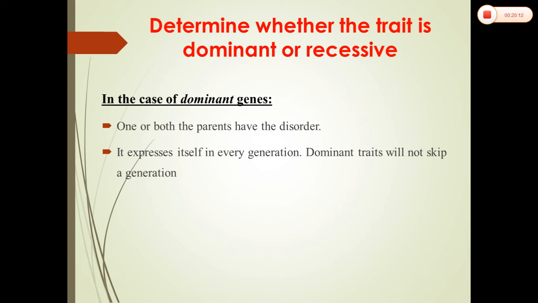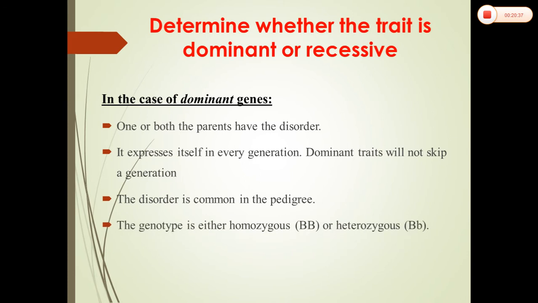So what you have to see first is whether the parents are affected or not. At least one parent must have the gene. Second, what you will observe is that the trait is present in every generation. Most of the time, the trait will not skip any generation. Third, this is common in most pedigrees: the genotype is either homozygous or heterozygous, that I told you. So dominant genes can be expressed in the homozygous condition as well as in the heterozygous condition.